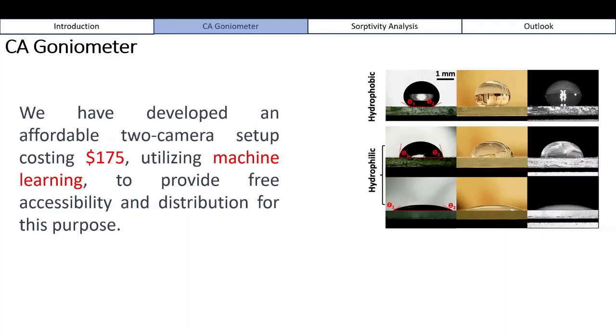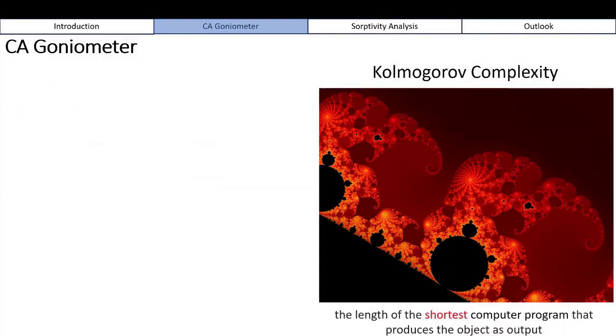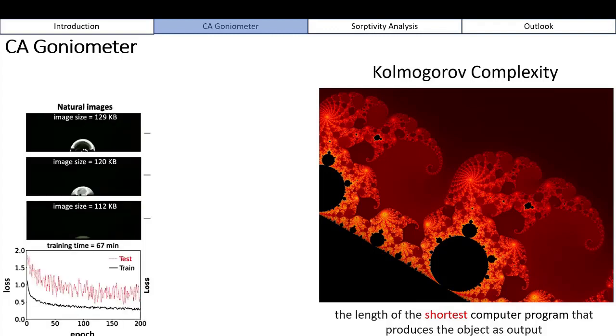So I was so interested in capturing the behavior of the droplet, but something I initially neglected was the Kolmogorov complexity. If you look at this image, it has many, many features. I mean, probably you have seen this image before. If I zoom into one spot, it's like endless features that I can detect. So Kolmogorov complexity is the length of the shortest computer program that produces the object as output.